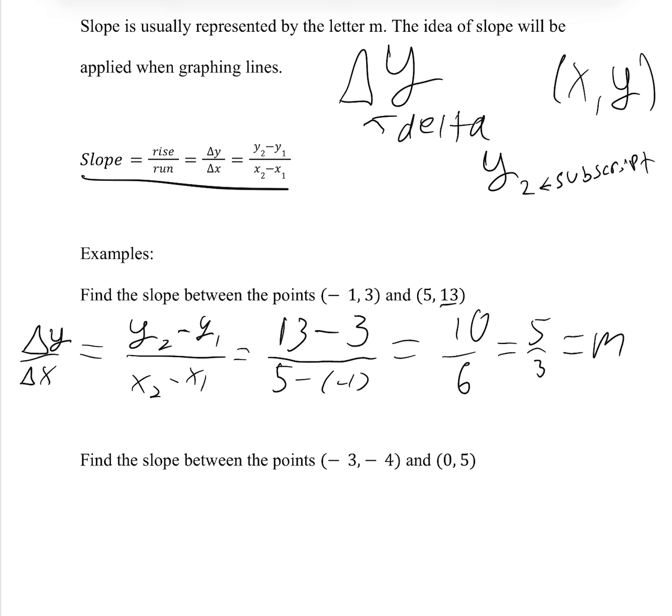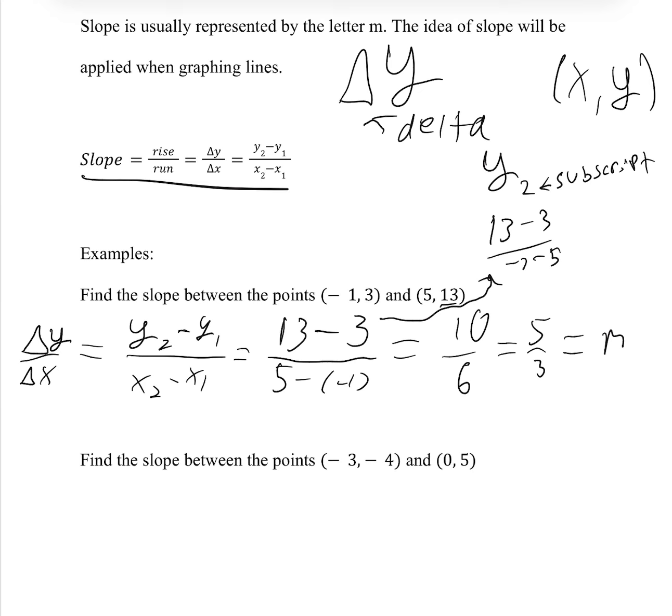That's the slope. A common mistake kids will make is they'll just put the coordinates in whatever order they want. So, for example, I'll just draw up here to demonstrate that. They will do 13 minus 3, and then they'll do -1 minus 5. That's wrong, okay?